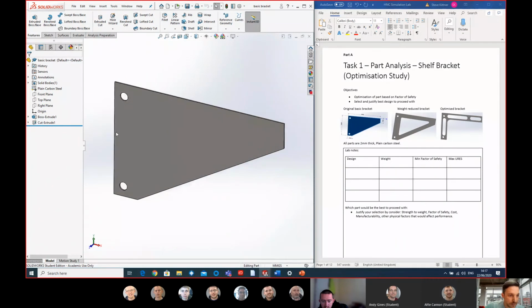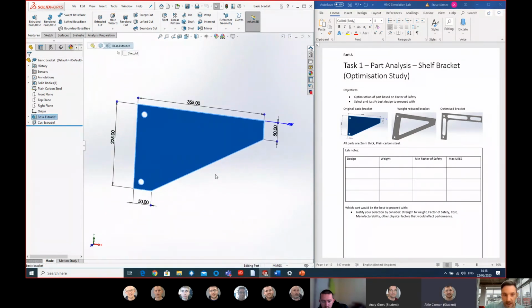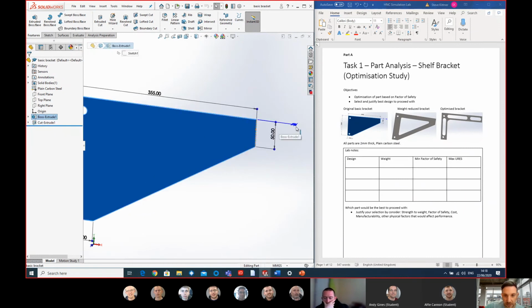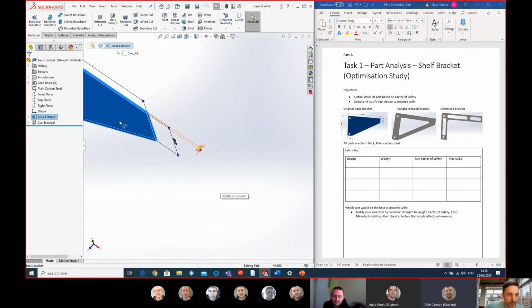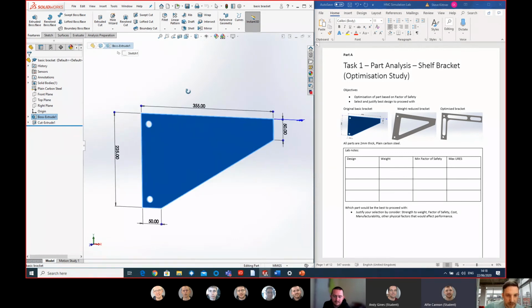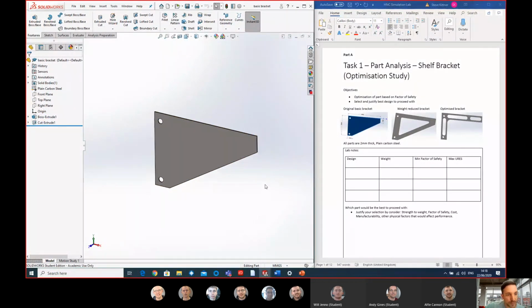So I just basically created a quick and easy bracket. It's quite large and it's got a thickness of 2 millimeters, so just a piece of sheet steel. And we've got the two holes in the side, two 16mm holes. So this can then bolt into something else, another bracket on a wall.